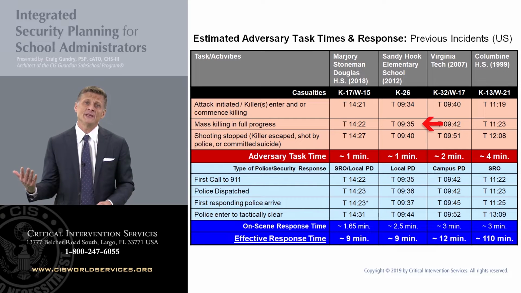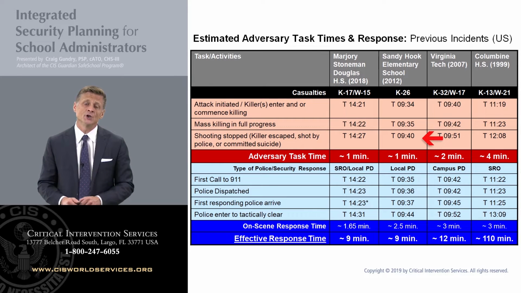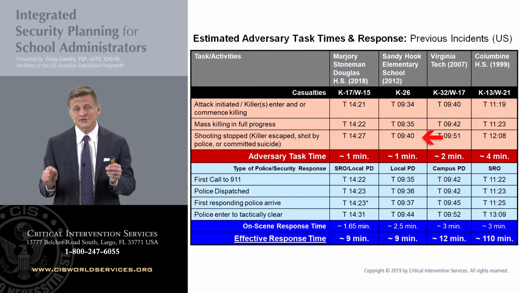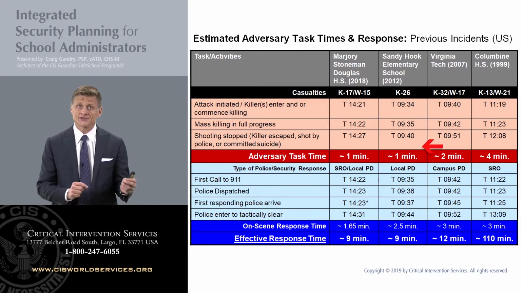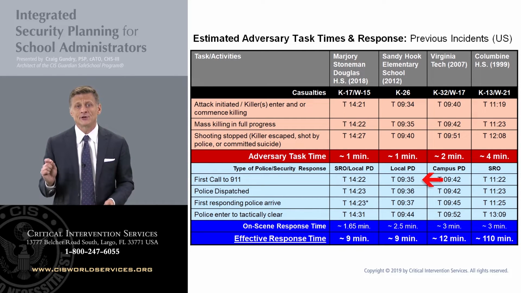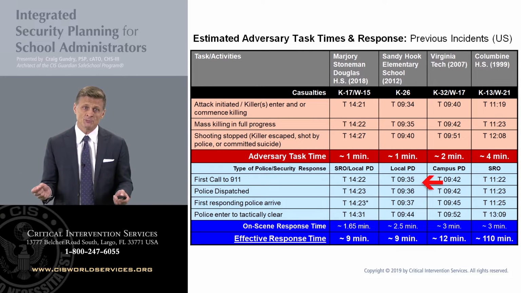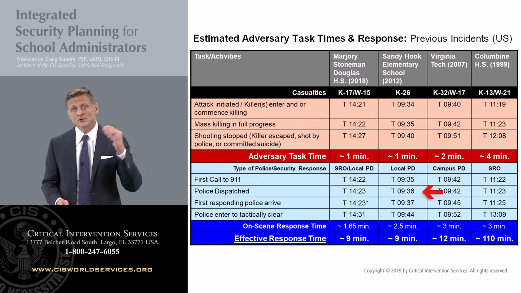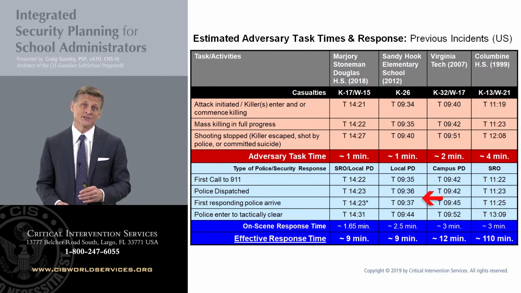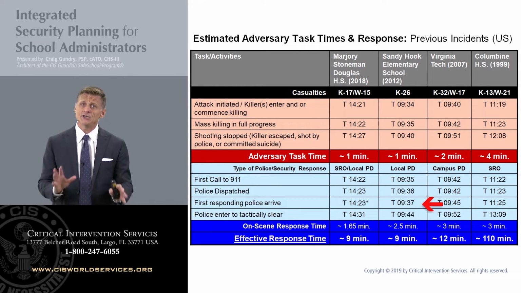And then within the next 5 minutes, by the time he committed suicide at 0940, 26 people were killed altogether, students and faculty members. That makes the adversary task time in this event, similar to the Parkland situation, less than 1 minute. Now, the first call to 911 was made at 0935. Dispatch times documented by the Connecticut Attorney General's report, 0936. And the first responding officers arrived on scene at 0937. Now, again, that was a remarkable on-scene response time, estimated 2.5 minutes from the first call to 911.